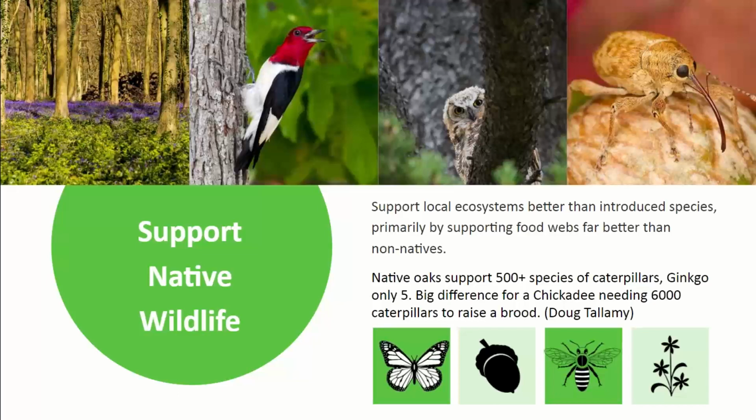Native oaks support over 500 species of caterpillars, which birds, especially chickadees, need to raise their young, whereas something like a ginkgo tree, which isn't invasive, but it's non-native, it comes from Asia. So our plants and animals that have adapted to be here don't necessarily recognize a ginkgo tree, which is why ginkgos only support 5 species of caterpillar.